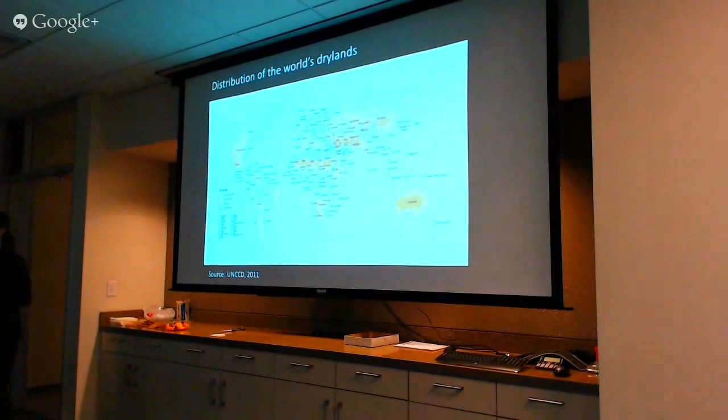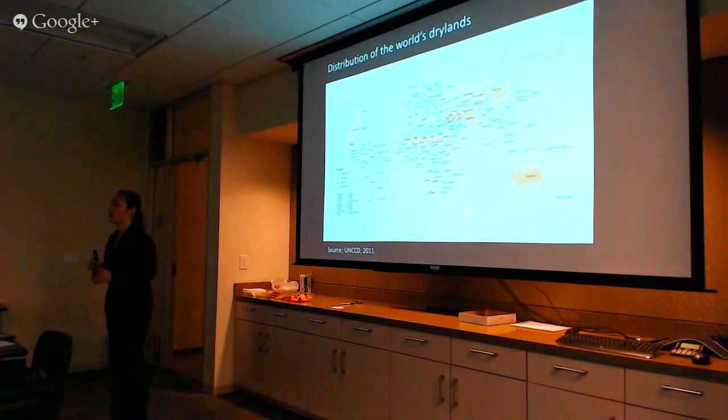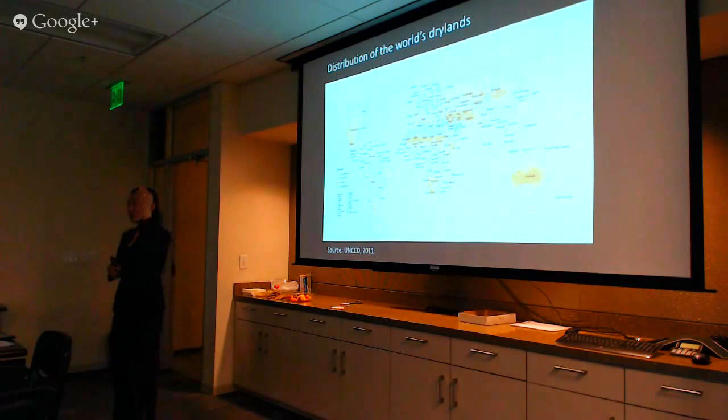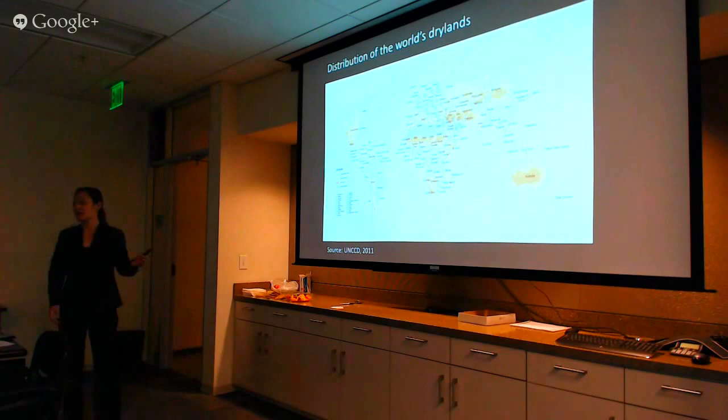So what are drylands? It's a land system with an aridity index less than 0.65. And what is the aridity index? It's the ratio of precipitation and evapotranspiration. So basically, this measures how much water you gain each year and how much of this water actually gets out of your system. So as you can see, such a vast area of this world is covered by global drylands.